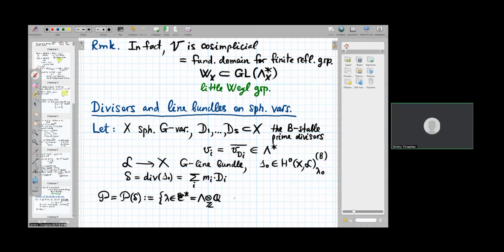The set of all vectors in E star which satisfy the following inequalities. The pairing of vi with lambda is greater or equal than minus mi, for any i from 1 to s.